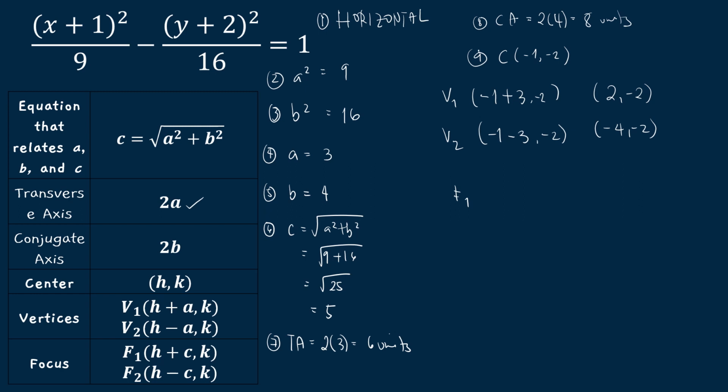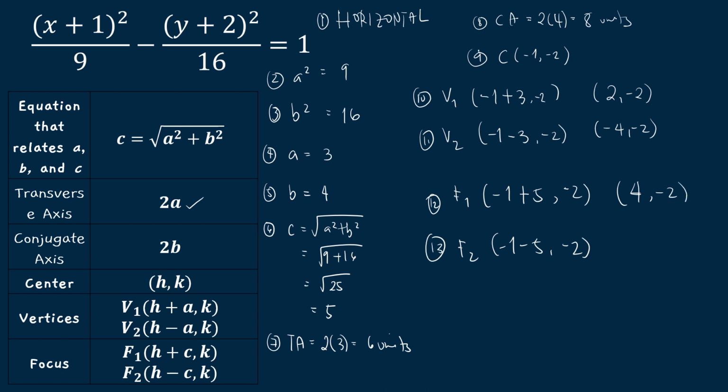Lastly, for F1 and F2, same process, but this time we will use the value of your letter c to be added to our h. So negative 1 plus 5, comma negative 2, and negative 1 minus 5, comma negative 2. The answer would be positive 4, comma negative 2, and negative 6, comma negative 2. So those are all your properties for our first example, which is a horizontal hyperbola.